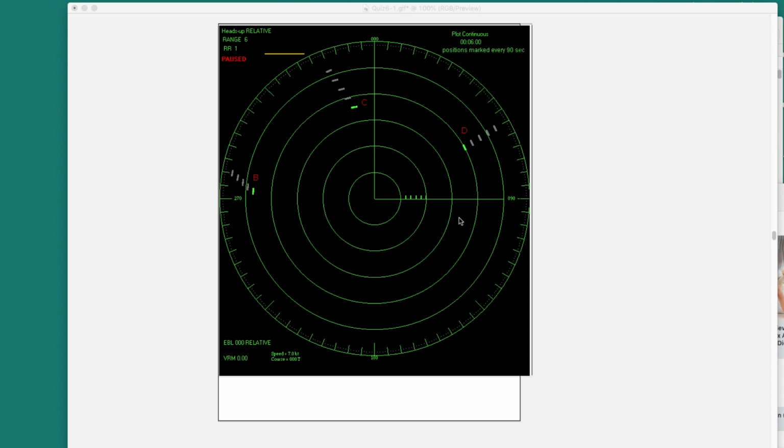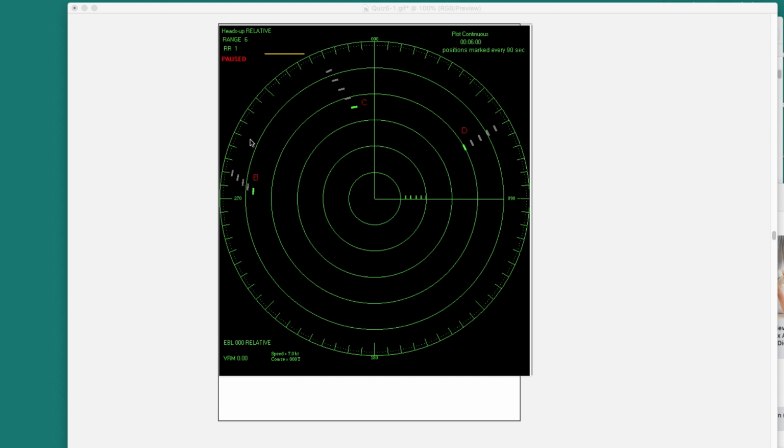Hello, this is an example of working one of the problems in our radar course. This would be radar quiz 603 and a handful of questions generally related to relative motion diagram analysis.